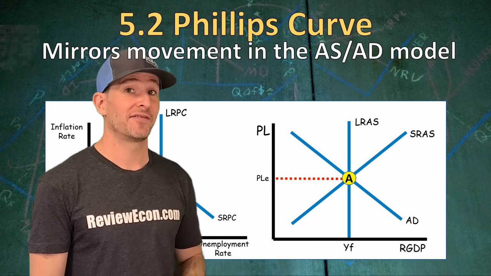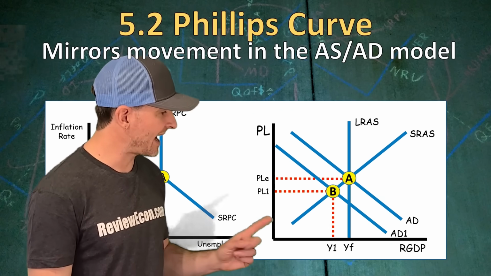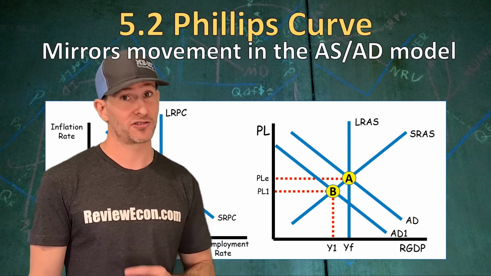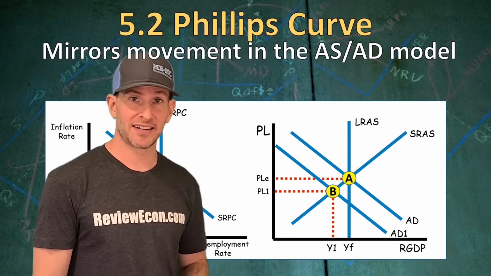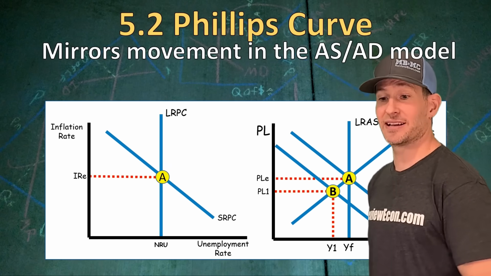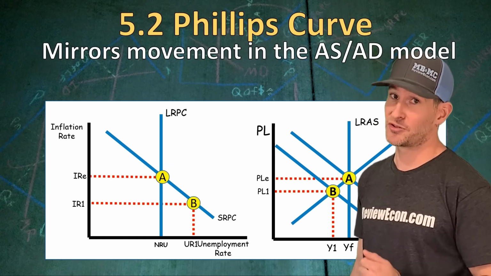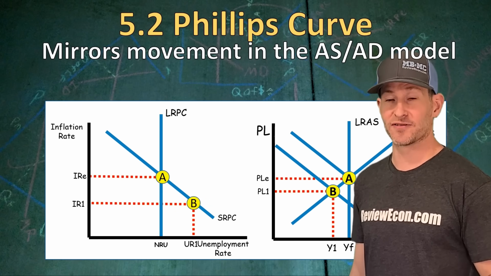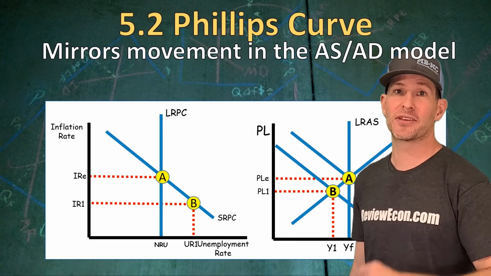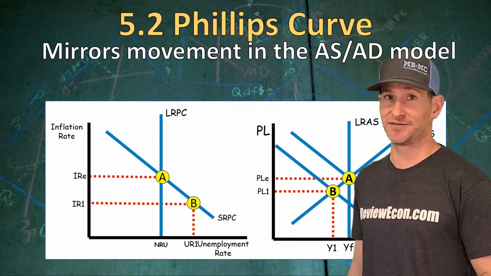We have a higher than expected inflation rate and a lower than the natural rate of unemployment, current rate of unemployment. If we have a leftward shift of the aggregate demand curve in the ASAD model, that will cause movement down the short-run aggregate supply curve, also to the left. That decreases the price level and decreases real output. On the Phillips curve model, that will be illustrated as movement down to the right on the short-run Phillips curve, showing a lower than expected inflation rate and a higher than the natural rate of unemployment, current level of unemployment.